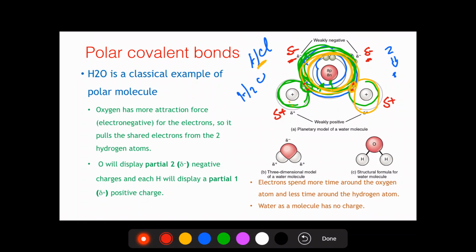So this is the form. And again, the same thing as we talked about with HCl. The net charge of H2O is 0, it is neutral, right? But when we zoom in and look at the individual atoms, we will find that the hydrogens display slight positive charges, whereas the oxygen displays slight negative charges.